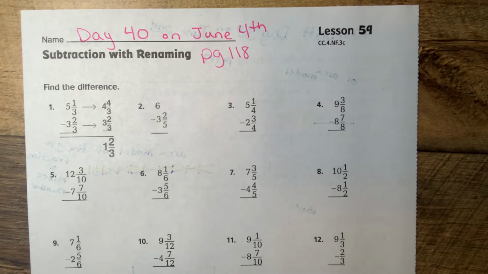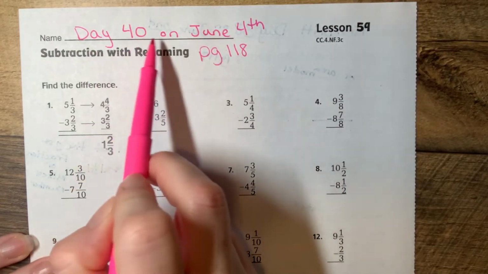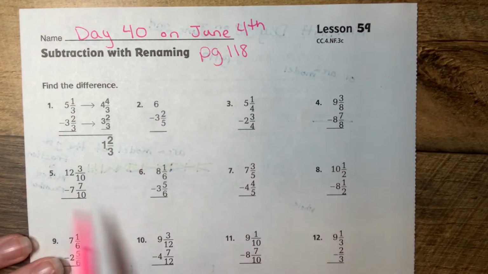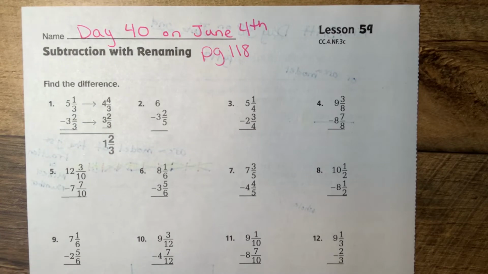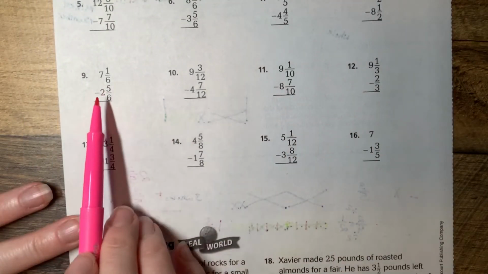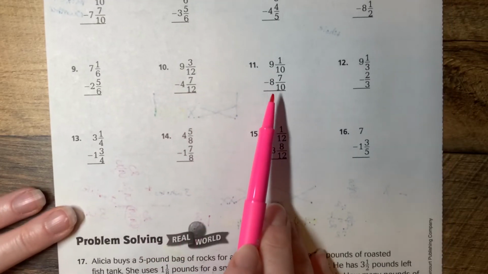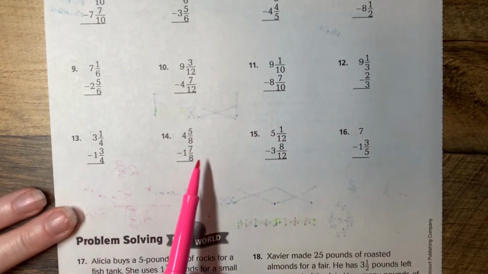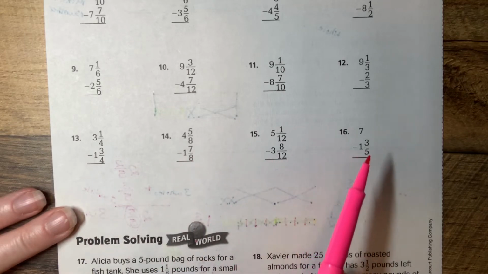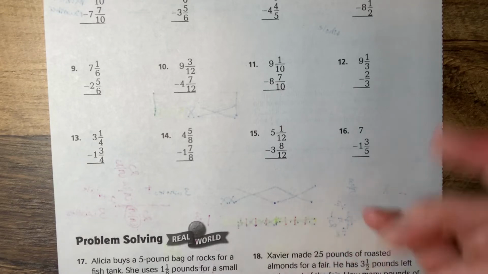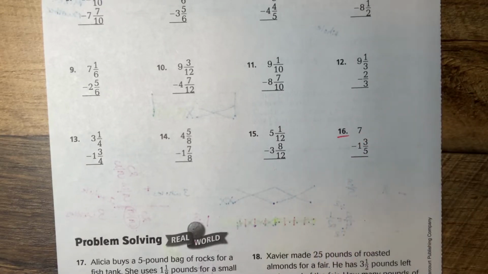I am going to go over your work for today. Today is day 40 on June 4th. We are on page 118. You did this upper section with Miss Caldwell yesterday, and today I'm going to do number 9 and number 10 with you, and then your job is going to be to do 11, 12, 13, 14, 15, and 16. And I would love if you would simplify your answers in the end if they can be simplified.